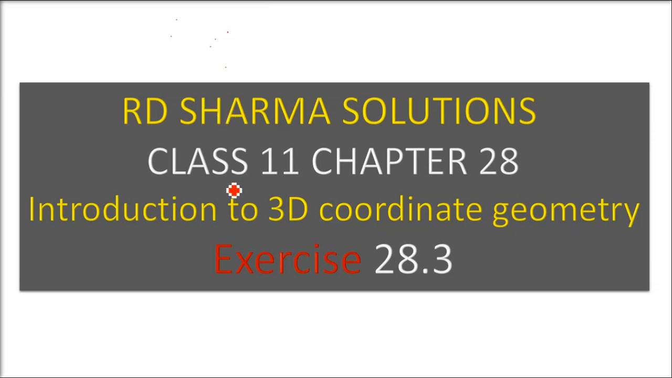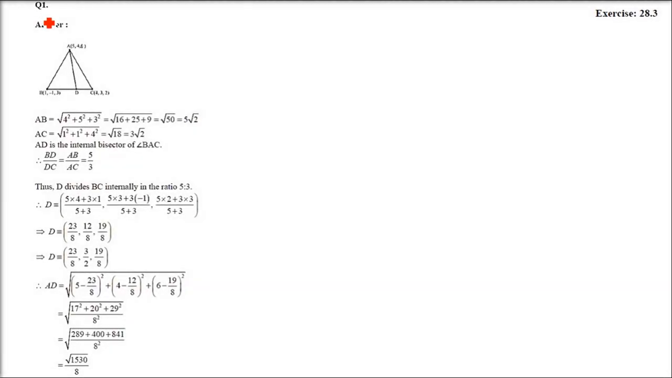This is R.D. Sharma Solutions, Class 11, Chapter 28, Introduction to 3D Coordinate Geometry. Exercise 28.3. The first question: the vertices of the triangle are A, B, C, 3 points are given. The internal bisector of angle A meets BC at D. Find the coordinates of D and the length AD.